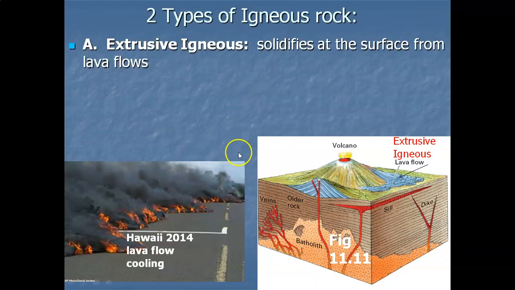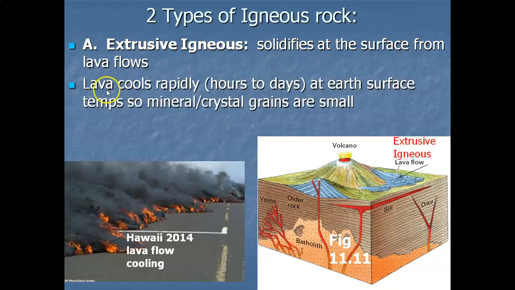The first kind is called extrusive igneous, and so extruded at the Earth's surface. And so this is igneous rock that solidifies and cools from lava flows at the Earth's surface. And the lava is going to cool at Earth's surface temperatures. And so this is very unusual in geology and geologic time scales. We're actually creating rock within hours or days.